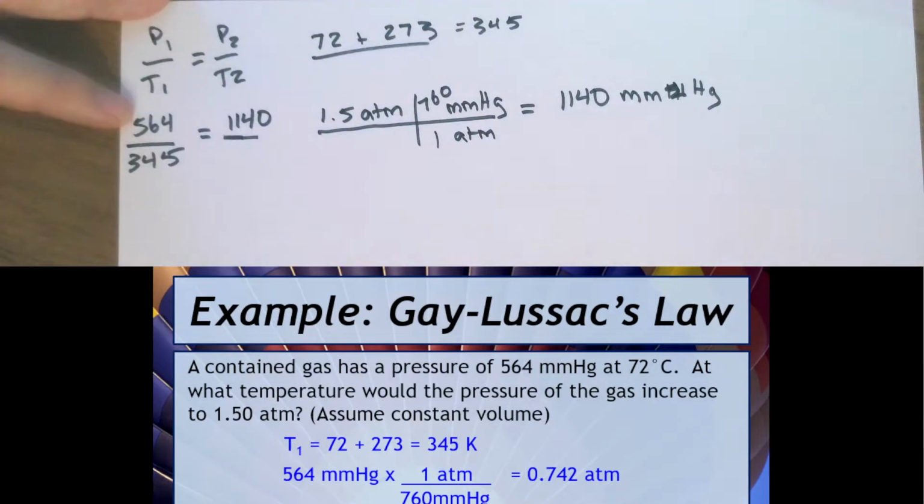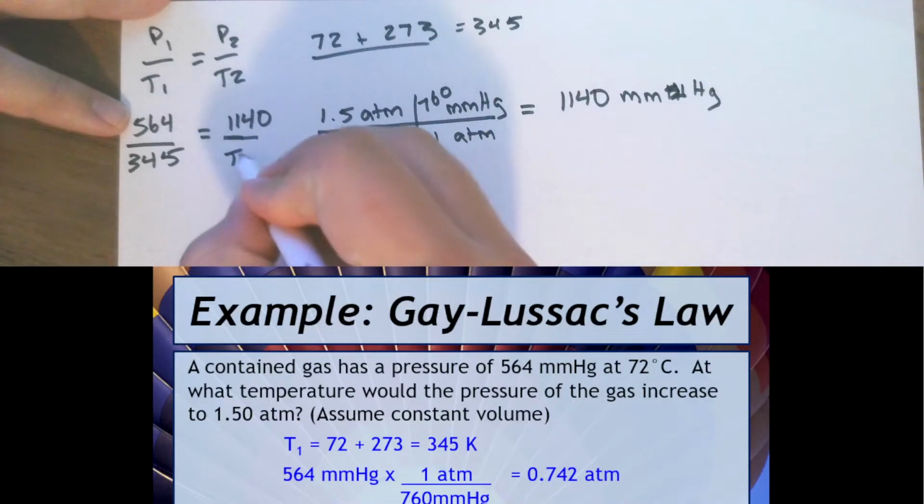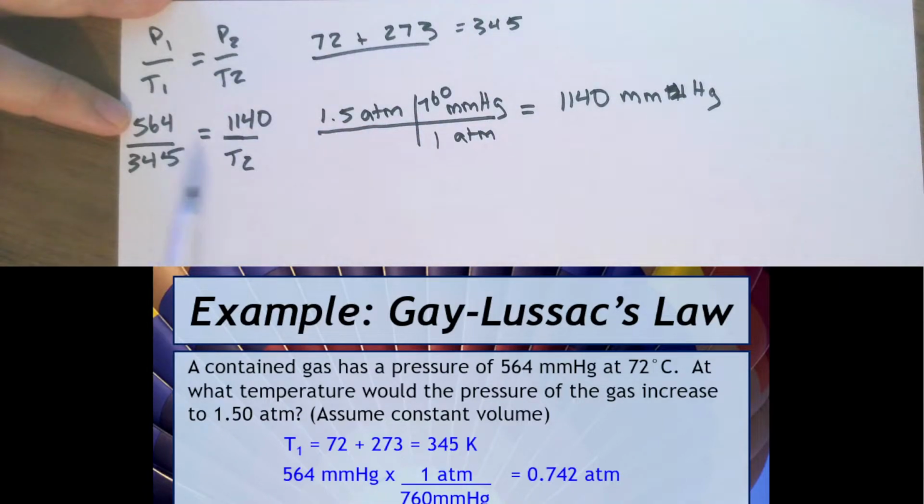It would have been just as good if I would have taken this 564 and divided it by 760 to turn it into atms. If you look on the slide, that's actually what they did when they solved this practice problem on the slide. Either one is fine. Equals T2 on the bottom. When I solve for this T2, it'll be in the same unit as this one. So when I get this answer, it'll be in Kelvin, and I'll be done.